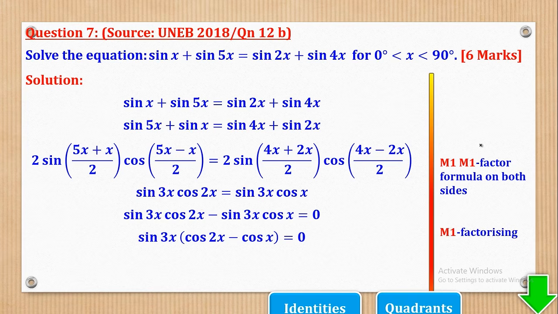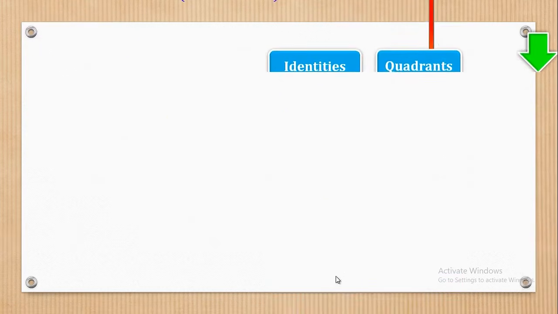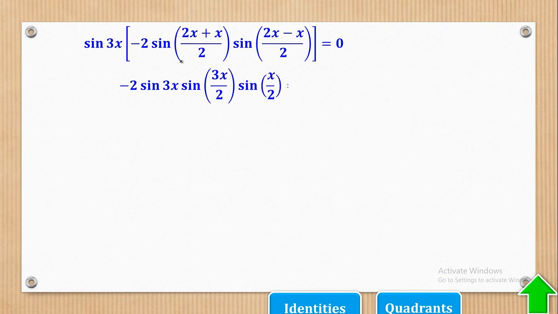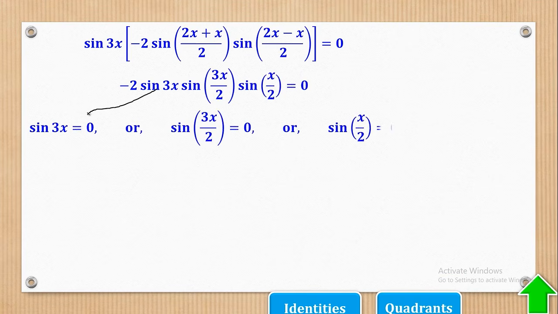So before we go to the next slide, let's give marks for this. So this is M1 and this is also M1, and this one for factorizing. So out of factorizing, next we shall use factor formula to come up with that. Then we simplify to come up with that. So that means that sine 3x is 0, or this is 0, or this is 0.